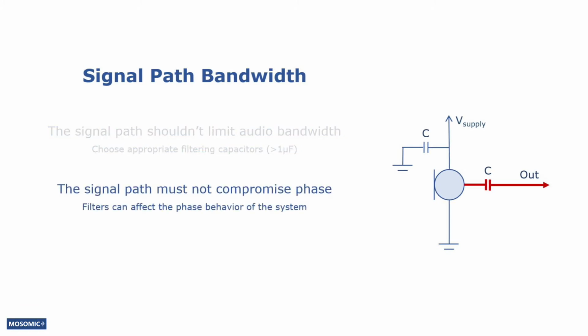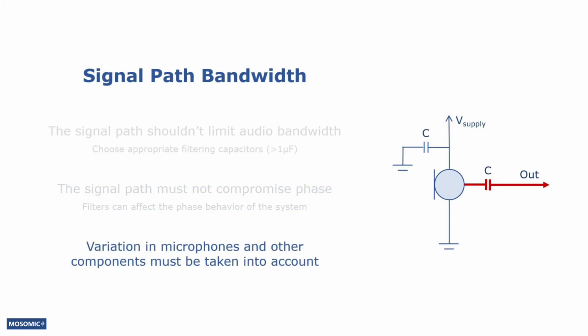Another thing that the signal path must not compromise is phase. For example, filters can affect the phase behavior of the system. One important thing to note is the variation in microphones and in electrical components, as well as the variation possibly caused by device production. The implementation must take into account these component and manufacturing tolerances and the variations they may cause in the system.